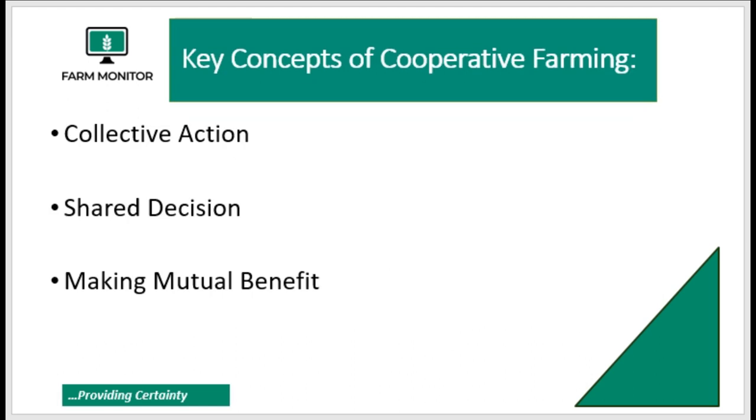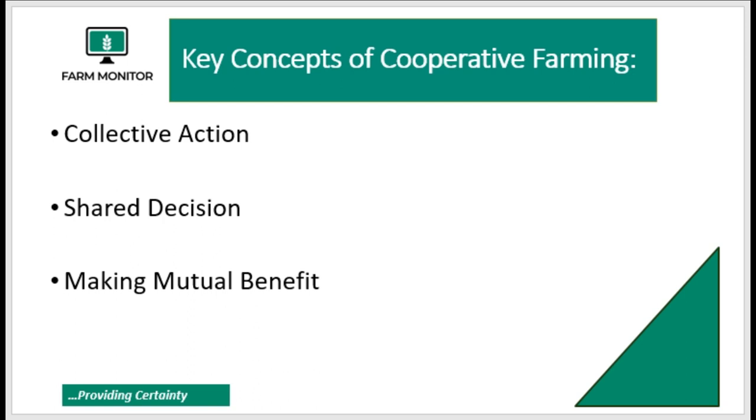There are key concepts in cooperative farming, 3 major ones. One is collective action. So in cooperative farming, members pool their resources together, both financial and physical, such as land and equipment, to achieve economies of scale and share the costs and benefits of farming together.